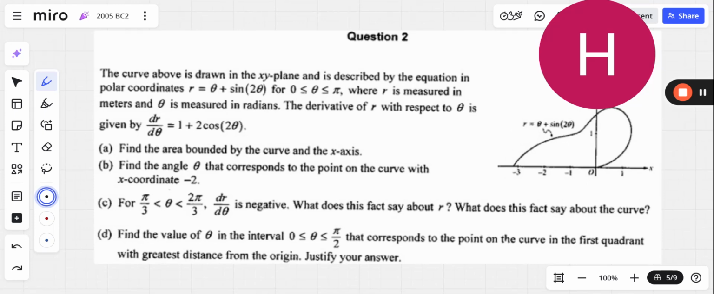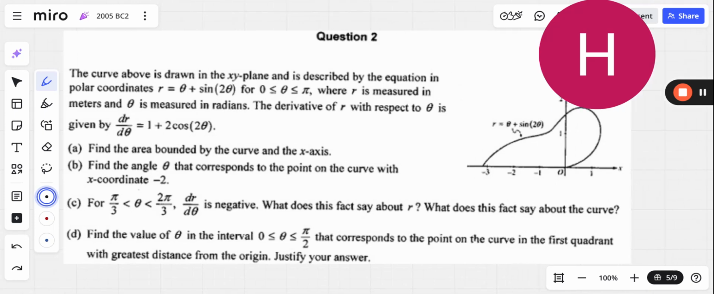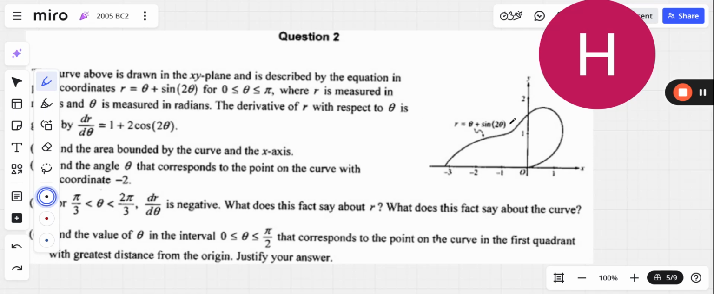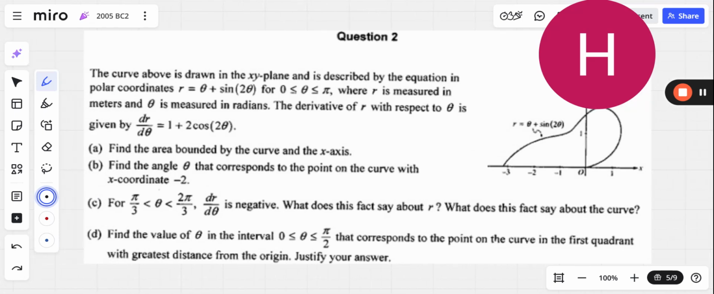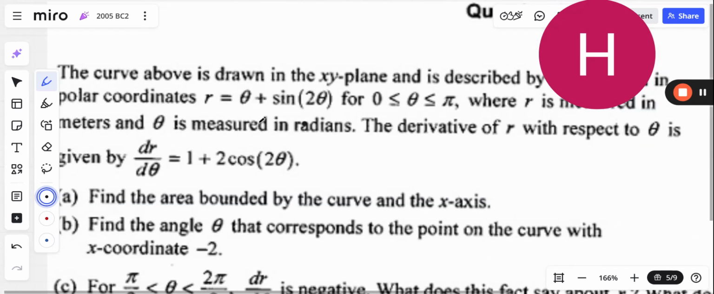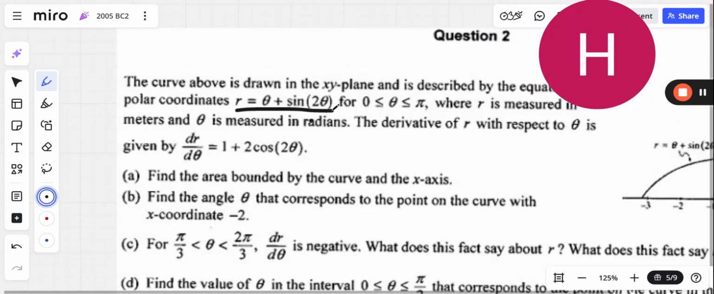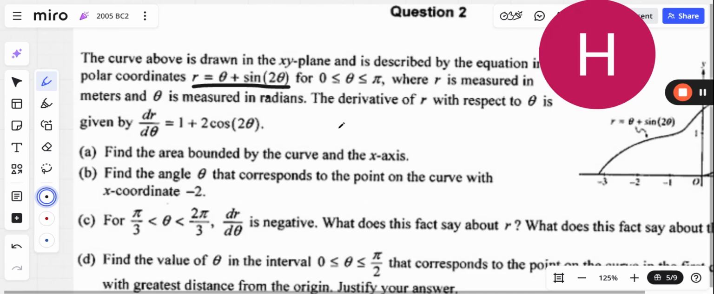So we have the curve. It says it's above, but it's not really above. It's kind of to the side. Maybe in the actual AP exam it was above. The curve above is drawn in the xy plane and is described by this equation. Now, this is not the usual polar curve format, so it doesn't map out a familiar curve.